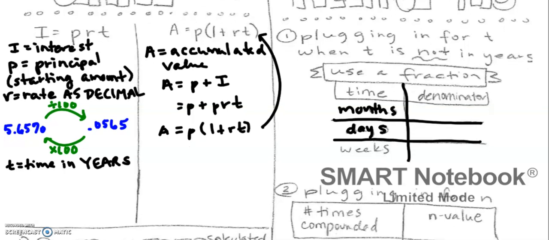So if you're plugging in for T and T is not in years, you need to use a fraction. And this table will give you the denominator for those fractions. If you're given a time in months, your denominator would be 12. So 6 months would be 6 out of 12, or 1/2. If you're given a time period in days, your denominator would be 365. And if you were given a time period in weeks, the denominator for your fraction would be 52.